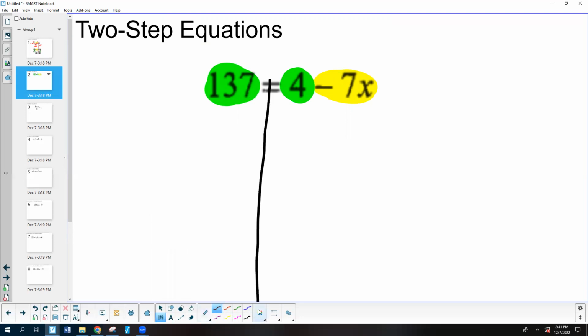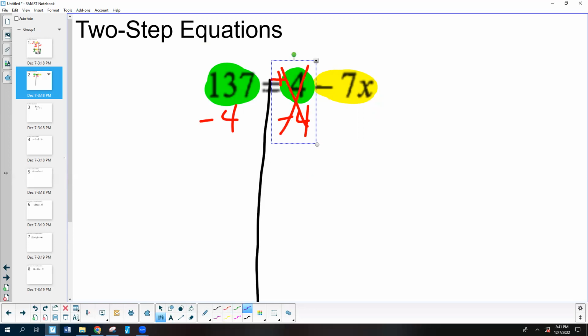Okay, so we've got our line down the middle of our equal sign. Our goal is to get our variable by itself. So in order to do that, we need to move 4 over here away from our yellow, okay? But this is a positive 4. A lot of people look at that negative right there and they're like, oh, it's a negative 4. But that negative applies to the 7x, okay? So this is a positive 4. So the opposite of a positive 4 is going to be a negative 4.